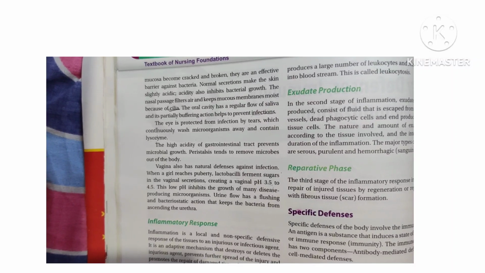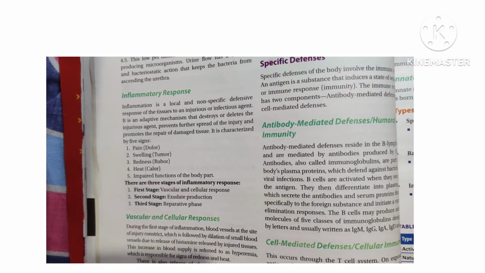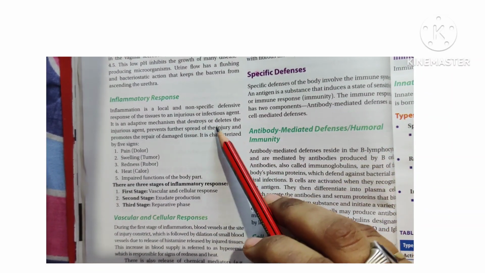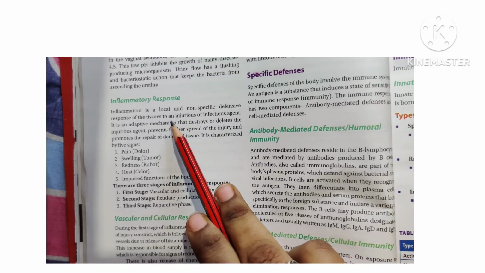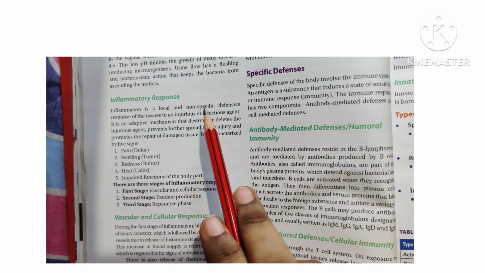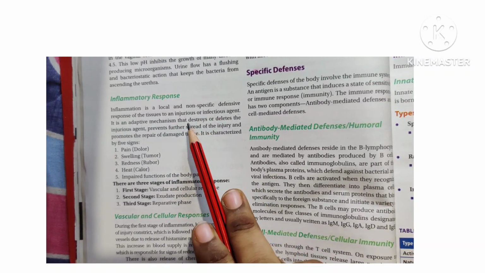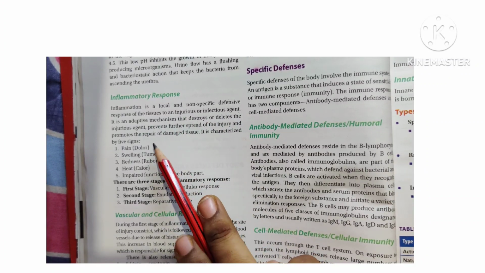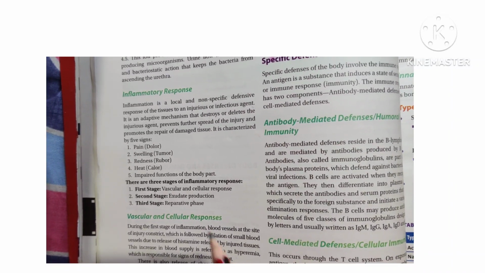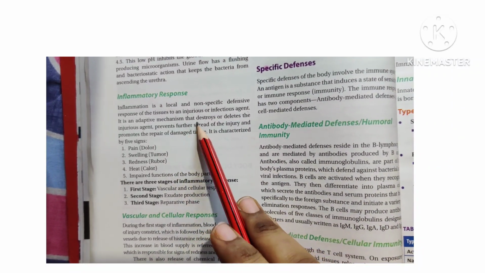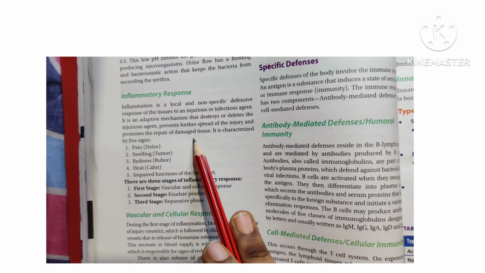Next we will move on to inflammatory response. Inflammation is a local and non-specific defense response of the tissues to an injurious or infectious agent. Whenever our tissue has undergone any injury or infection, the first and foremost thing acting locally is a non-specific inflammatory defensive response. It is an adaptive mechanism that destroys the injurious agent, prevents further spread of injury, and promotes the repair of damaged tissue.